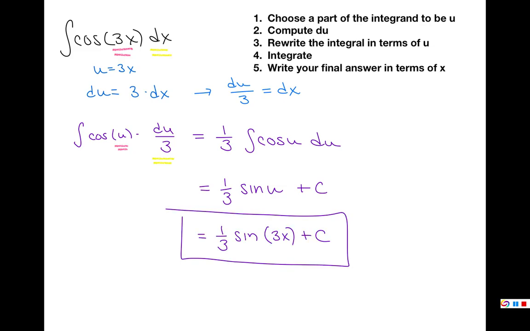And then finally, I'm going to write my final answer in terms of x. So I'm going to be replacing that u with the 3x. And there's my final answer.